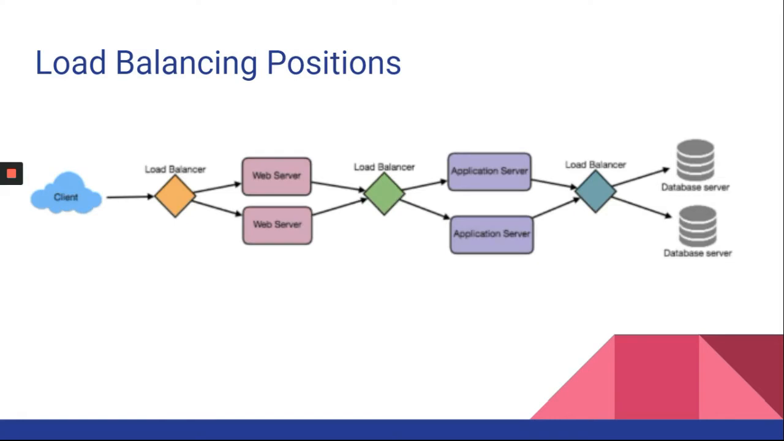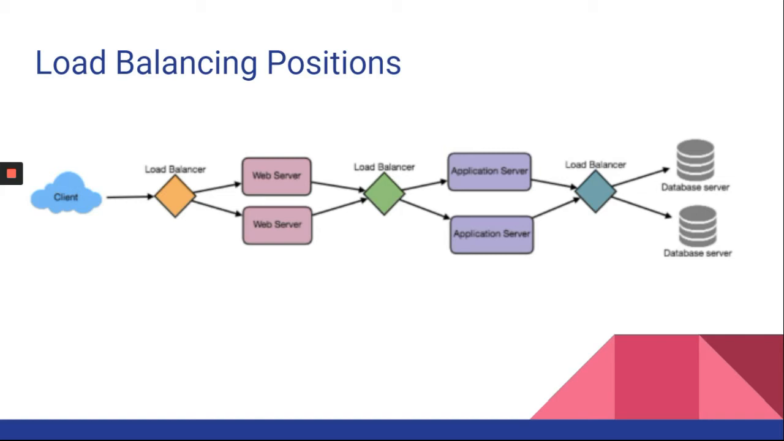To utilize full scalability and redundancy, we can try to balance the load at three different layers within the system. This first place here, as you can see in this diagram, is between the user and the web server. The second place here is between the web servers and the platform layer.